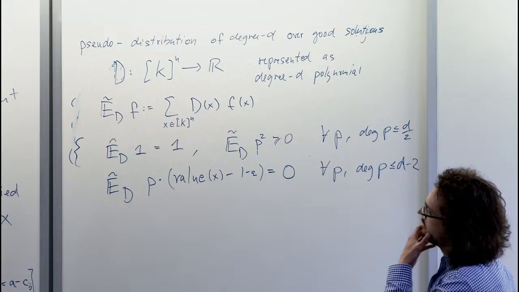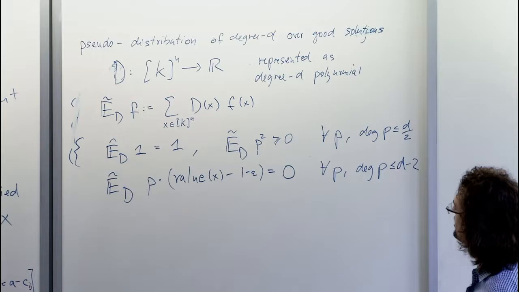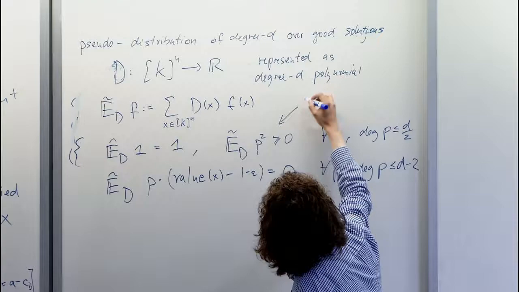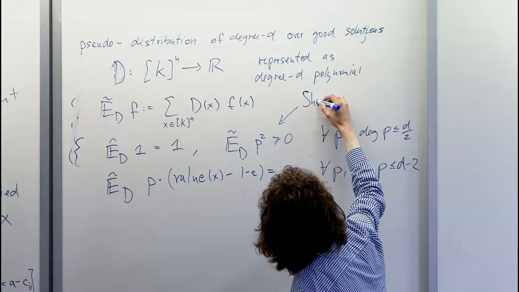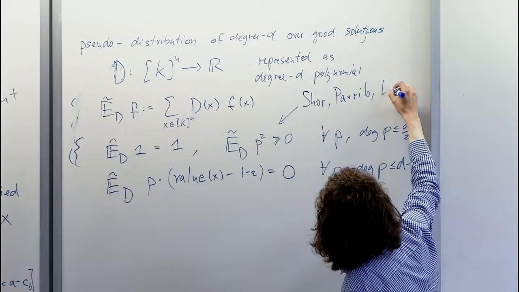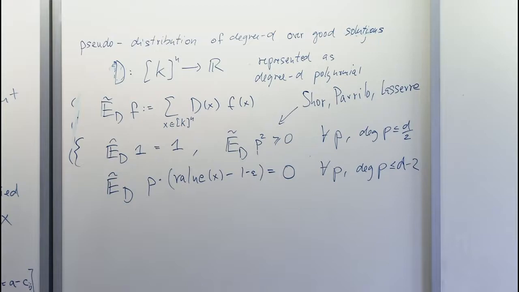I'm not giving references in the way I should. This idea of enforcing this condition just over squares, maybe I should put it here. The fact that you can do this efficiently comes from Shor and was later fleshed out by Parrilo and Lasserre. Yeah, but some very similar idea appears if you take a book like Rudelman and Wunsch on the moment problem, you see such inequality.